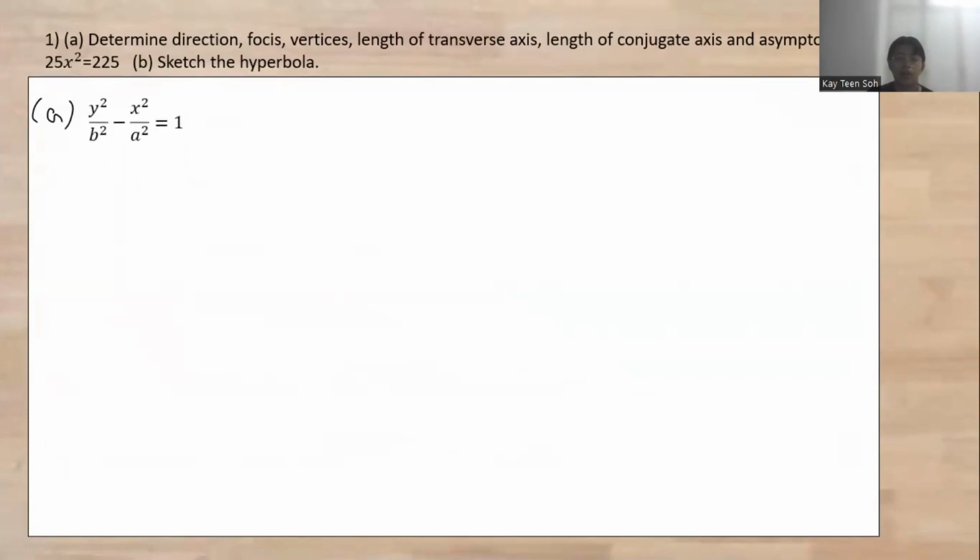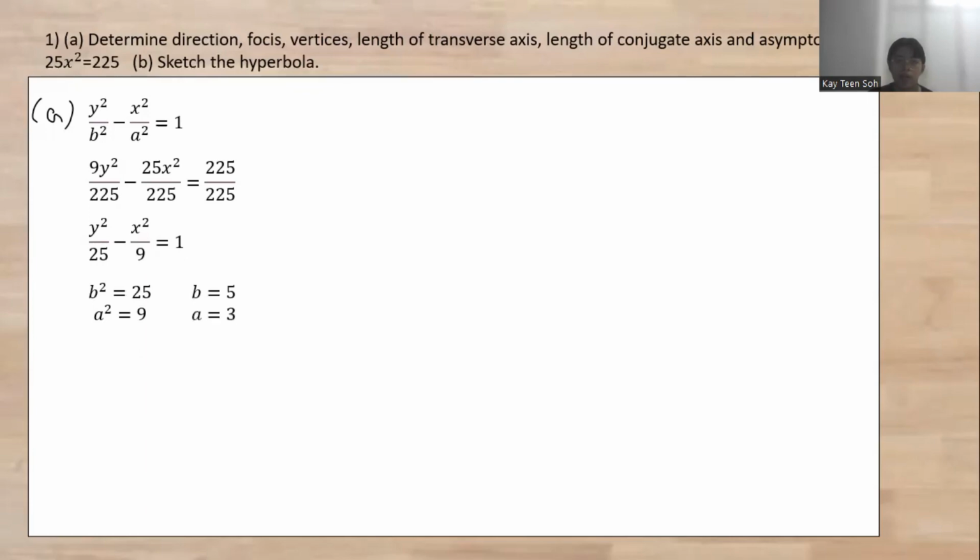So firstly, since the equation starts with y squared, we will use the second equation, which is y squared divided by b squared minus x squared divided by a squared equals 1. In order to get 1 as a whole number, we need to first divide the equation by 225. Hence, we get y squared divided by 25 minus x squared divided by 9 equals 1. The b squared value will be 25 and the a squared value will be 9. So to conclude, b will be 5 while a will be 3. Because the b value is greater than a, the direction of the graph will be upwards and downwards.